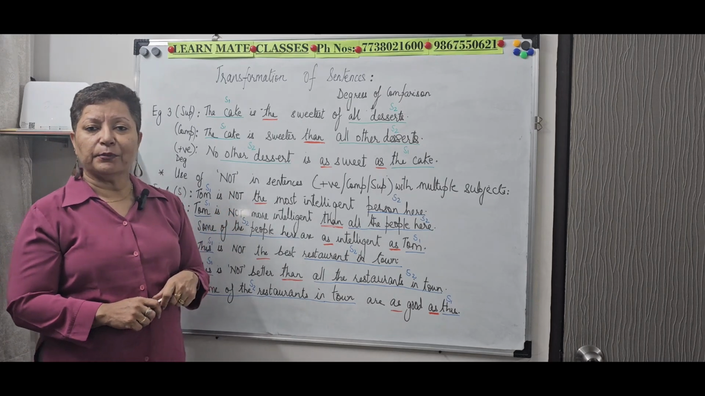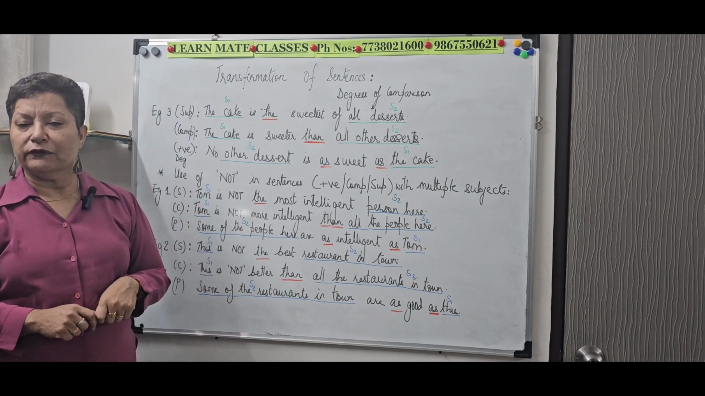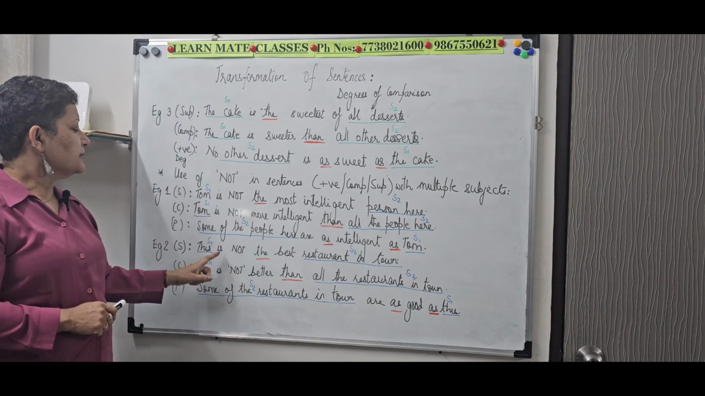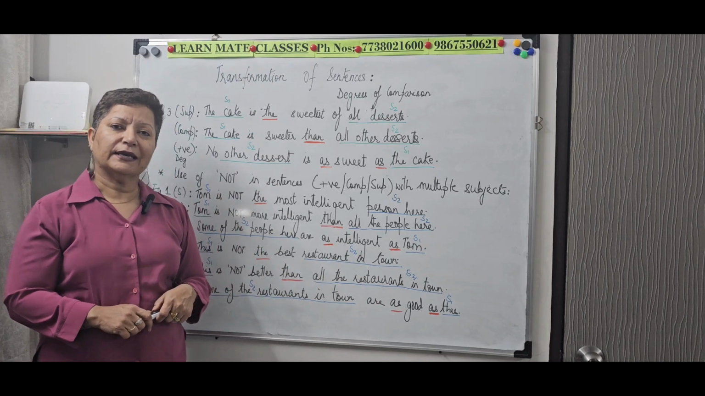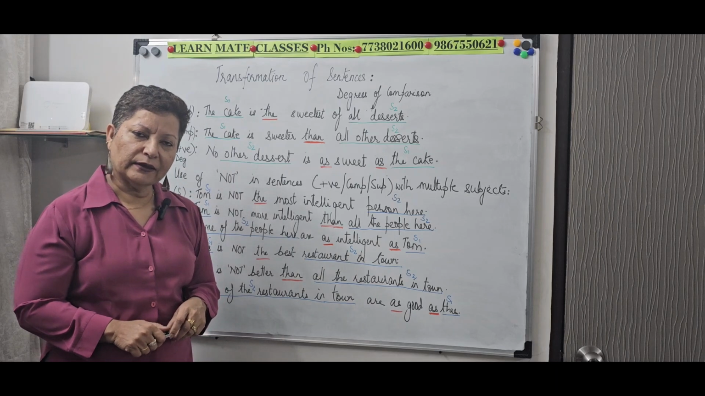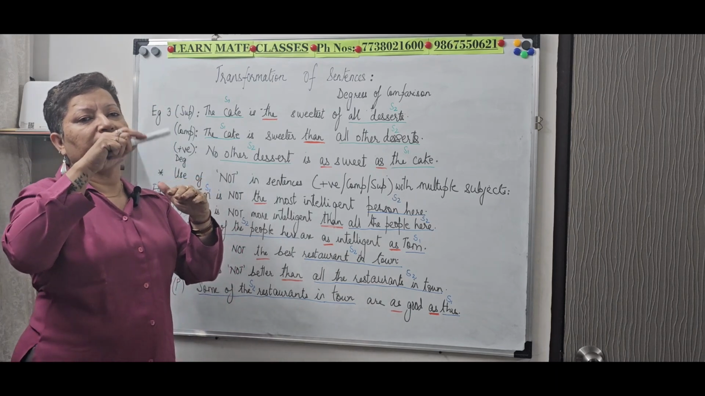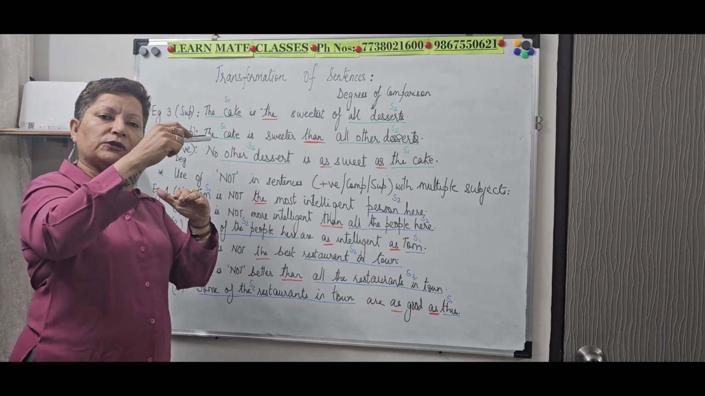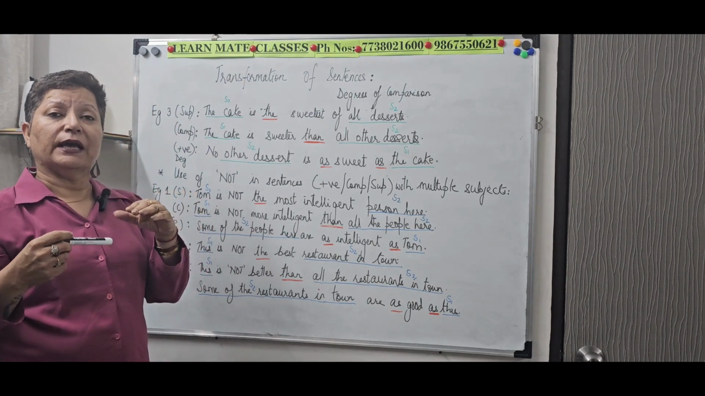A similar example I am taking as example 2 in the case of use of not. This is not the best restaurant in town. When I say that, am I trying to say that it is the best? Am I trying to say that it is the worst? No. I'm not saying it's the best. I'm not saying it's the worst. It's somewhere in between. There are some restaurants which are better than this. There are some restaurants which are not as good as this.